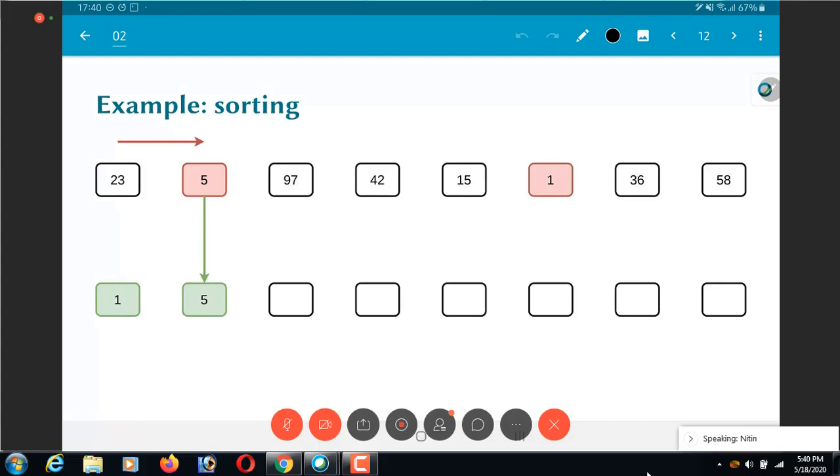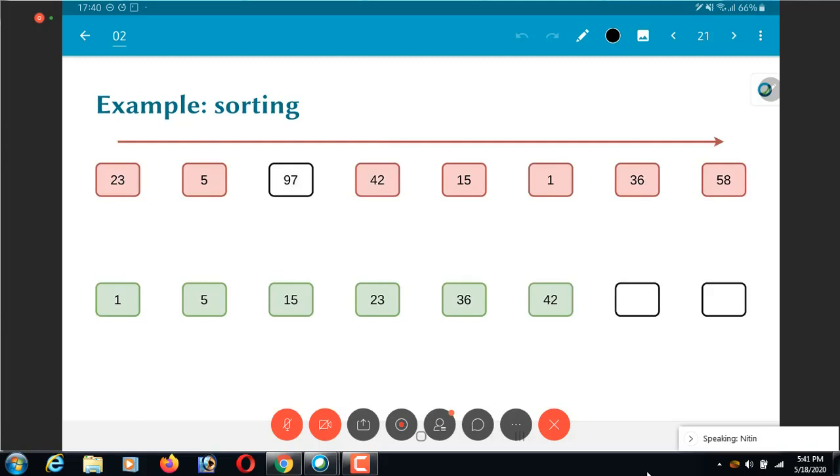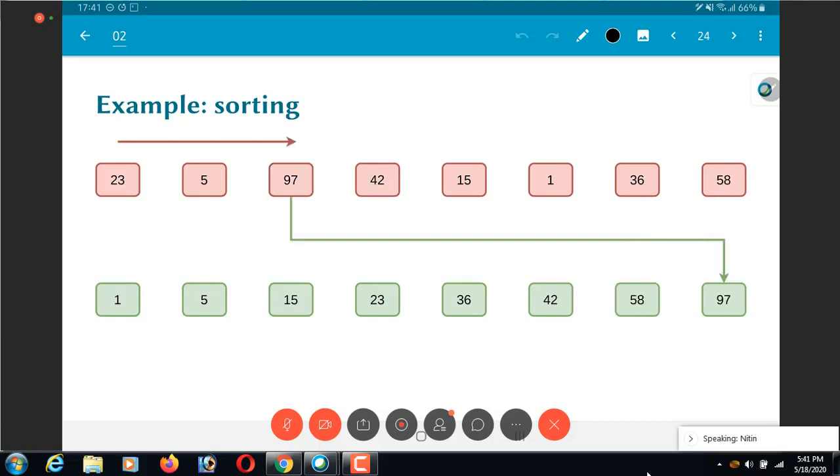Proceed like this. The next value that I find is 15. Remember that I said I need to skip over the 5 because it has already been marked red, that is, it's been sorted. Put 15 in its appropriate place. Proceed like this. The next number is 23. It goes into its location, then comes 36, then comes 42, 58, and finally 97. So in this process, the green row has exactly the same set of numbers as the original, but now in sorted order. So everything has been put in ascending order.